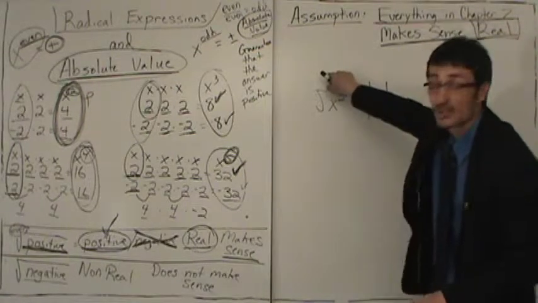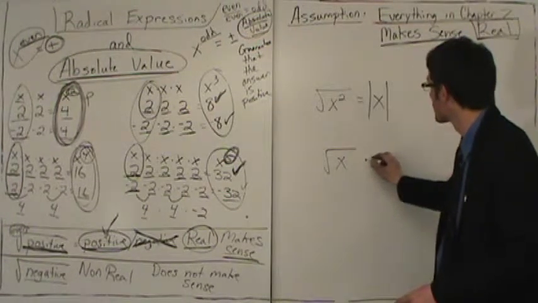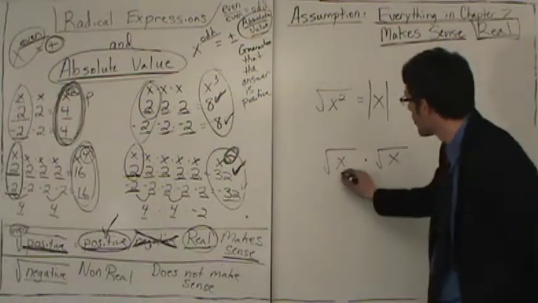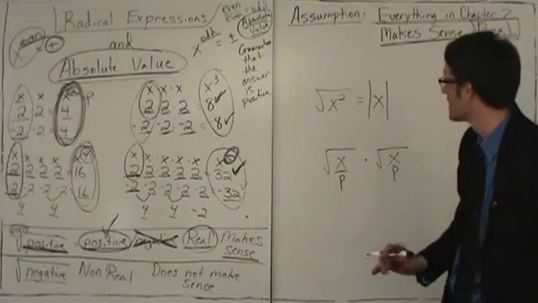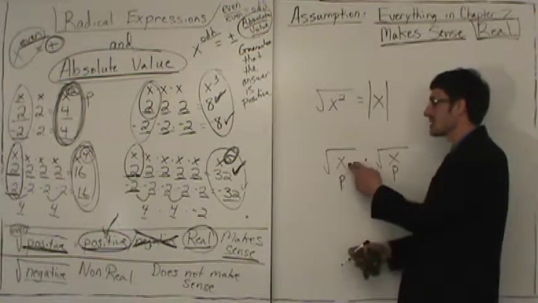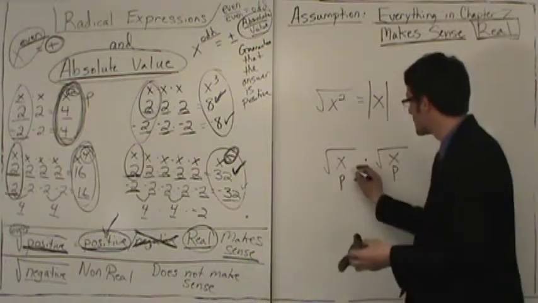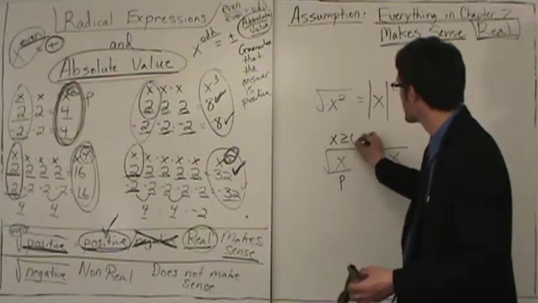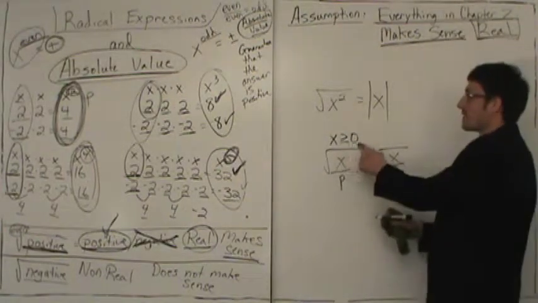Okay, so there was no assumption at the beginning of this problem. However, if I write the square root of x multiplied by the square root of x, hold on, what do we know about all radicands? All radicands must be positive. Now, since we just have a single x underneath the root, and we know that this radicand must be positive, do we know something about x itself? Yes, we know that x must be greater than or equal to 0.